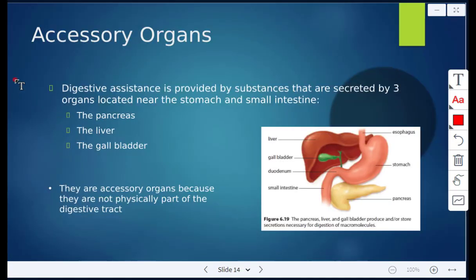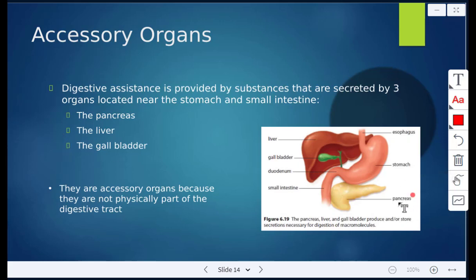All right, next we're going to talk about the important accessory organs. Digestive assistance is provided by substances that are created by these three organs located near the stomach and the small intestine. So the pancreas, the liver, and the gallbladder.